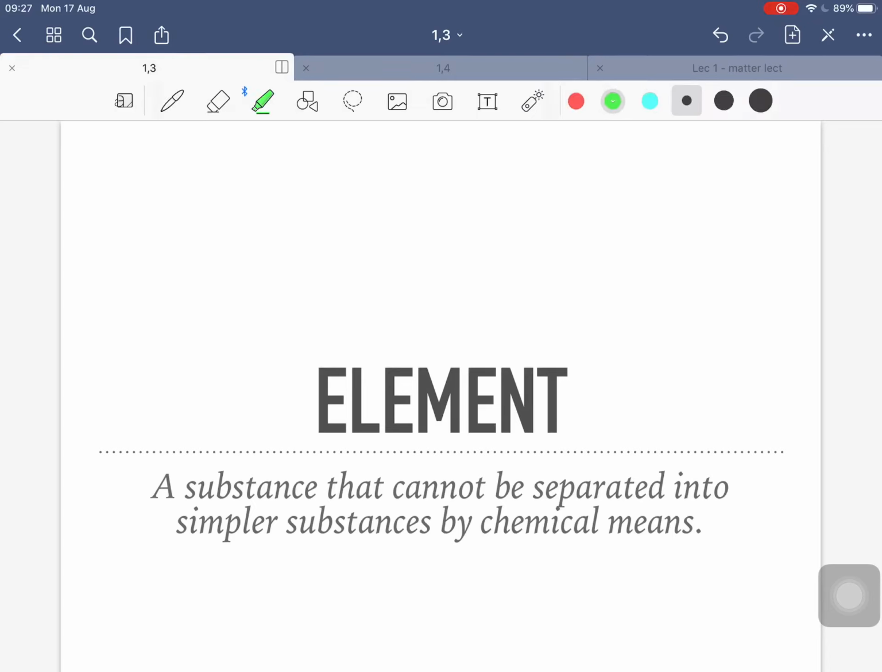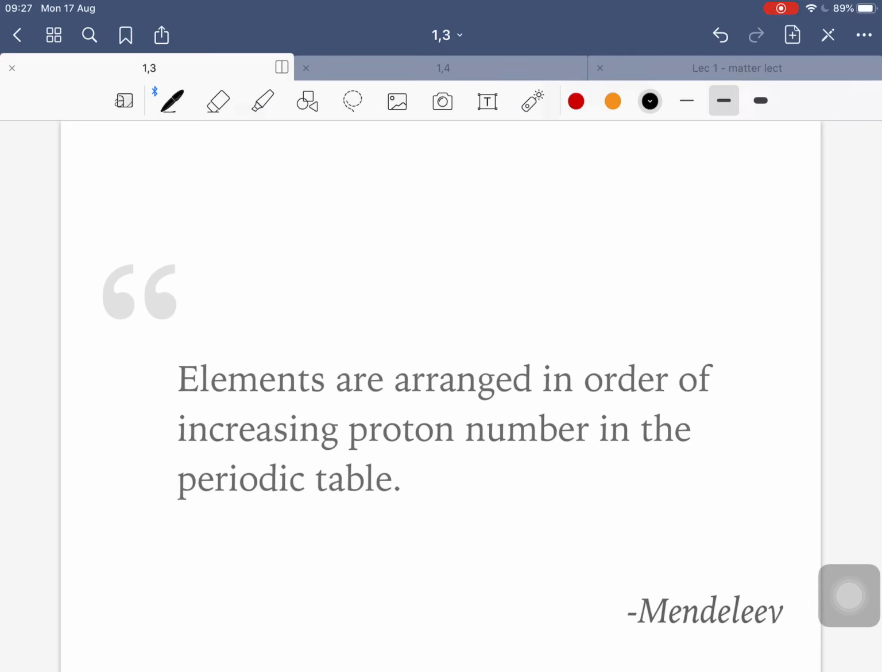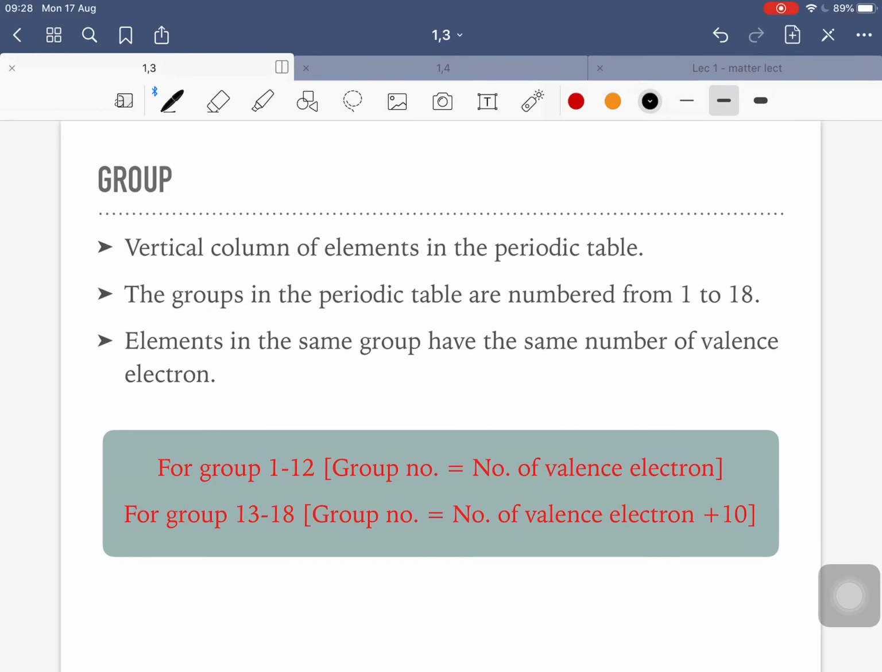Now, let's recap. Elements are substances that cannot be separated into simpler substances by chemical means or by physical means. You should add that into your notes, by the way. Elements are arranged in order of increasing proton number in the periodic table, says Dmitri Mendeleev.